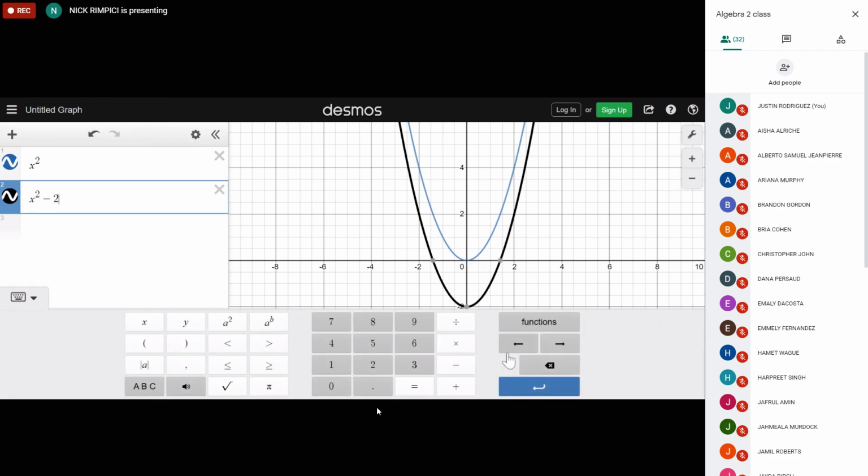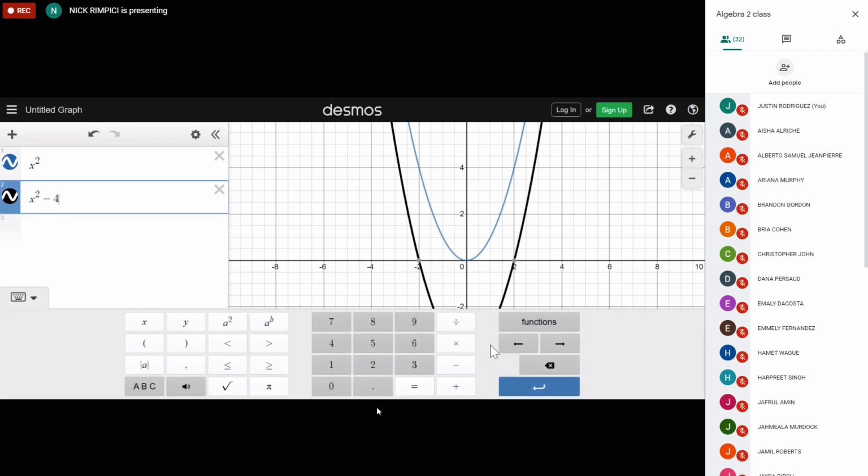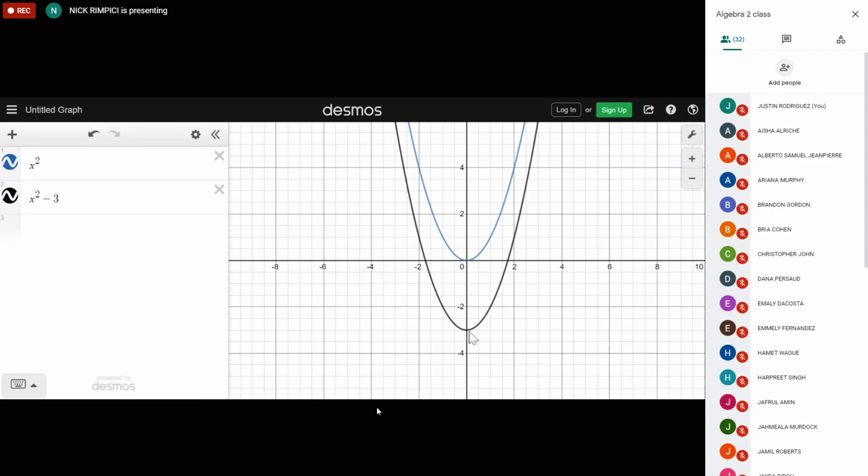If I do x squared minus 4, okay, this pushed the graph down 4 units. The minus 4 has shifted it down, okay? And exactly the amount of whatever k is. So if I do x squared minus 3, it should go down 3 units from the original. Let's make sure. X squared minus 3, and we can see now we're 3 units below where we were previously.